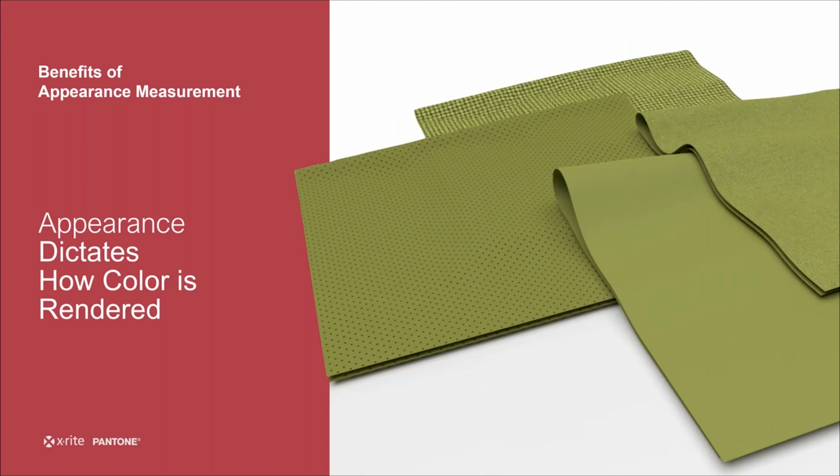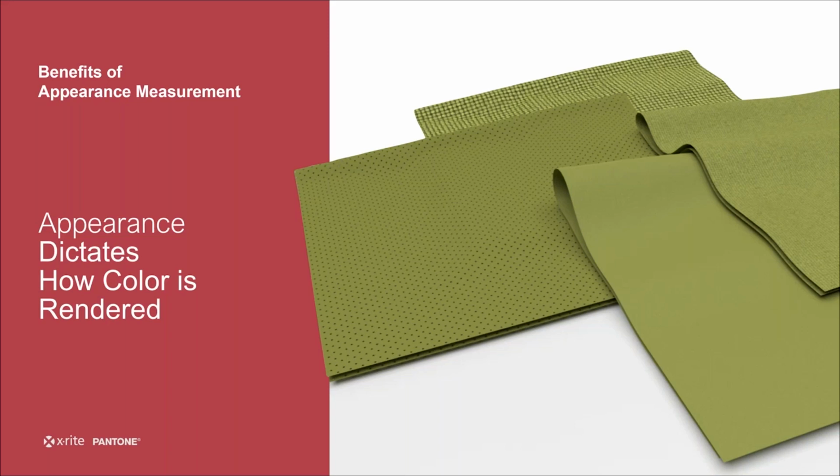So what are the benefits of appearance measurement? So this idea of going beyond color. Appearance dictates how color is rendered. So with the image on the right, what you see is I have specified a color. I may have picked this from a Pantone library. I may have chosen this from some other inspiration mood board or something like that. But what I'm doing is taking that color and then applying it to all these different types of materials or substrates.